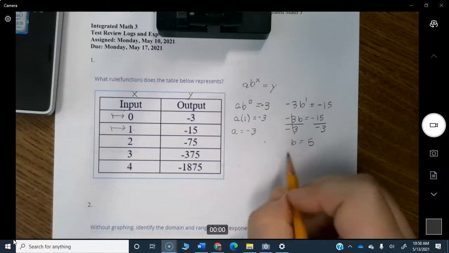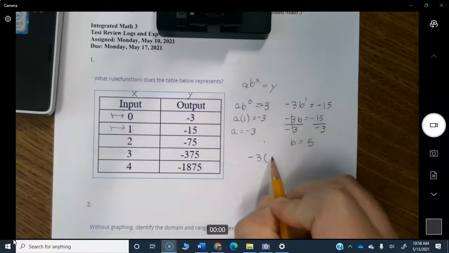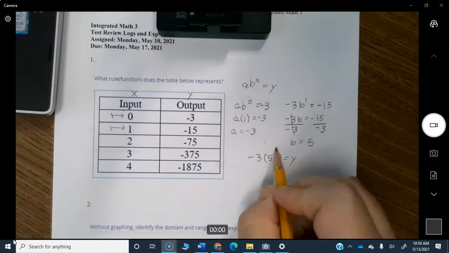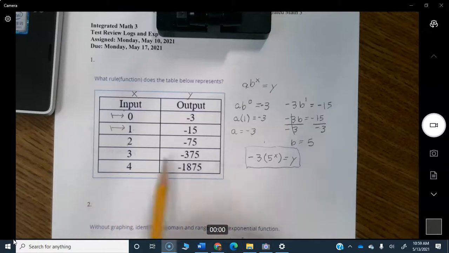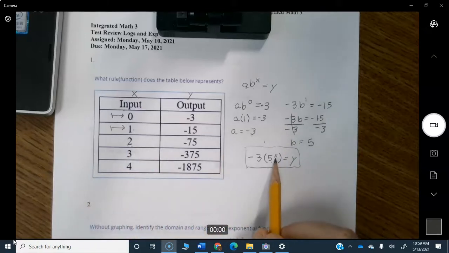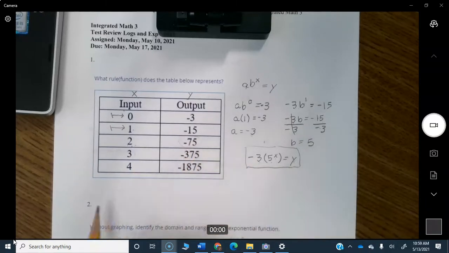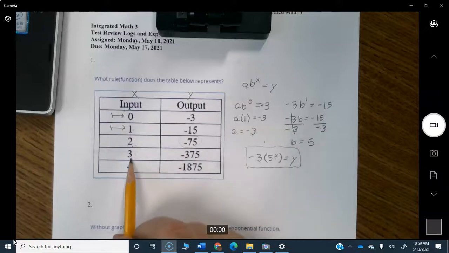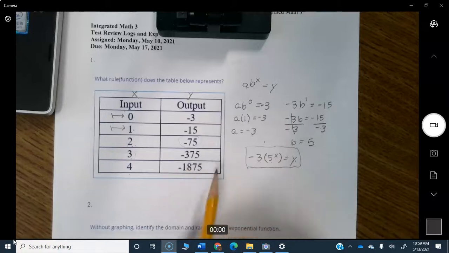Okay, so what that means then is that a is -3, b is 5, raised to the x power is going to give you y. That's your final answer, and you can check that. Just use one of the other data points here. So let's use 2. So 5 squared is 25. 25 times -3 is -75 for y, and 2 does give you -75. Okay, so you can do the same, plug in 3 for x, and see if when you compute it, it gives you y equals -375, and it will. So that's the answer there.